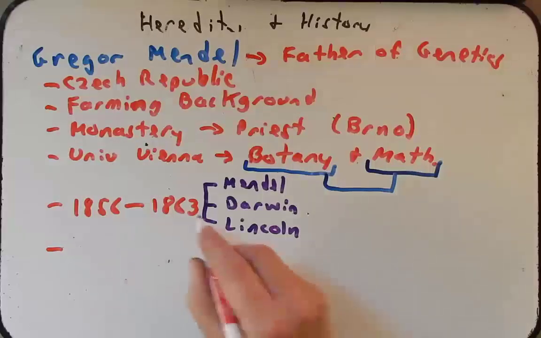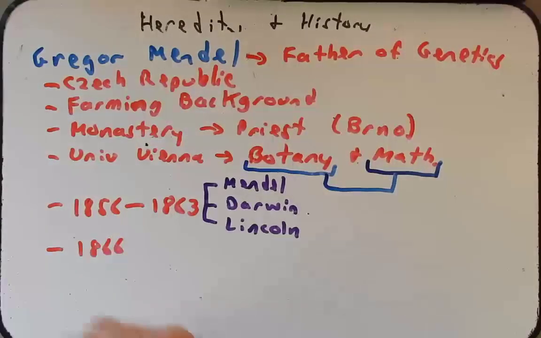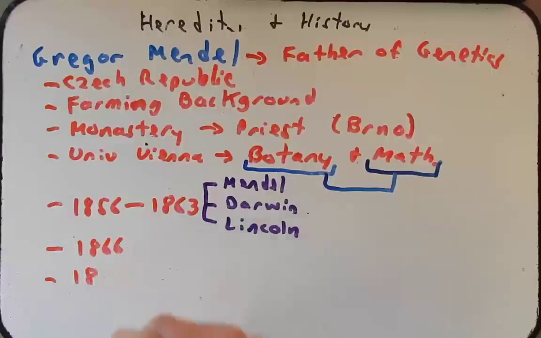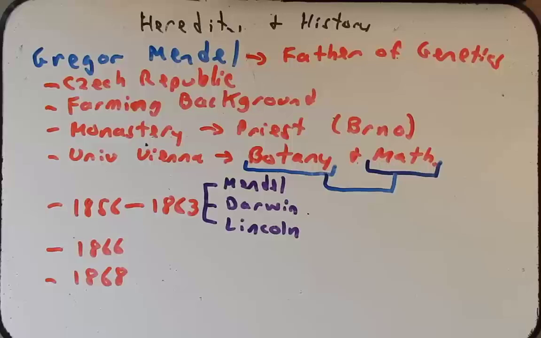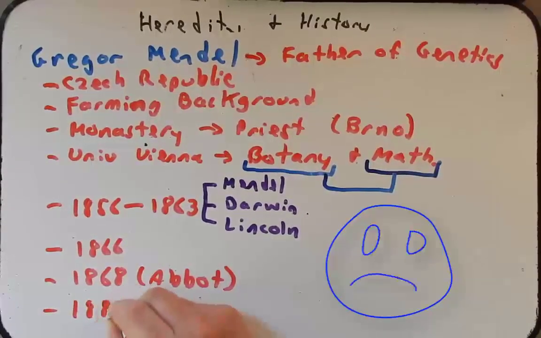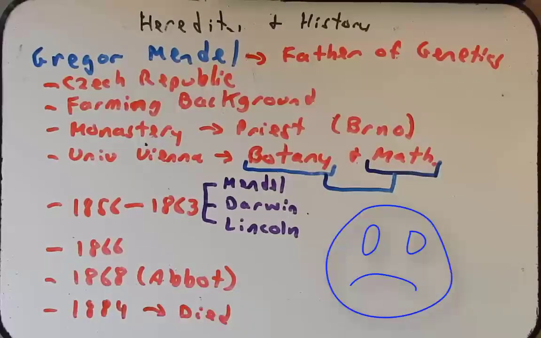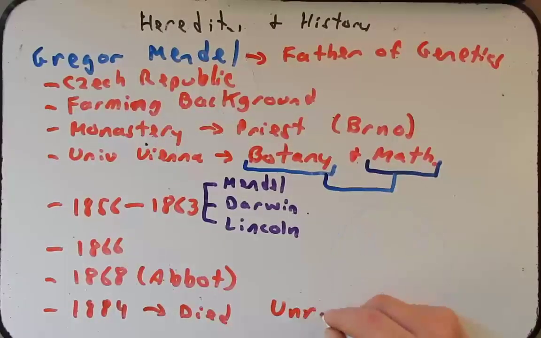Mendel published his work in 1866. He then became an abbot. That's sort of like the leader of the monastery in 1868. And because of all the administrative work he had to do there, he never did science again, at least to the best of our knowledge. And then in 1884, he died. At his death, he was unrecognized for his scientific contribution. And it was not until the early 1900s, around 1900, 1901, that his work resurfaces. And we'll talk more about that later.